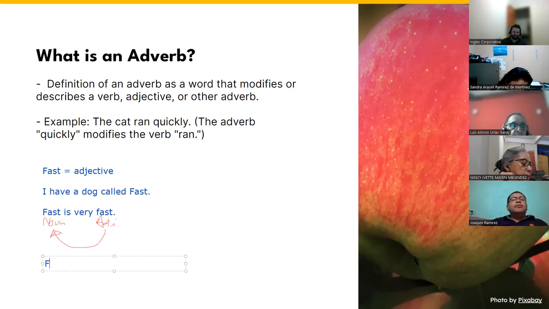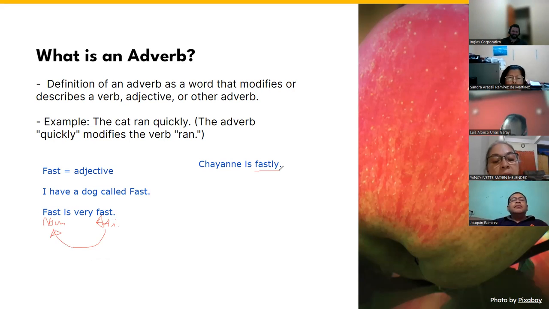So where's the adverb here? Let's say that I have a dog called Cheyenne, right? So Cheyenne is fastly. Is this an adverb? Yes, this is an adverb. Why is it an adverb? Because it finished in ly. No, it doesn't make any sense, teacher. It doesn't make sense? No, because, for example, Cheyenne runs fastly. Runs fast.